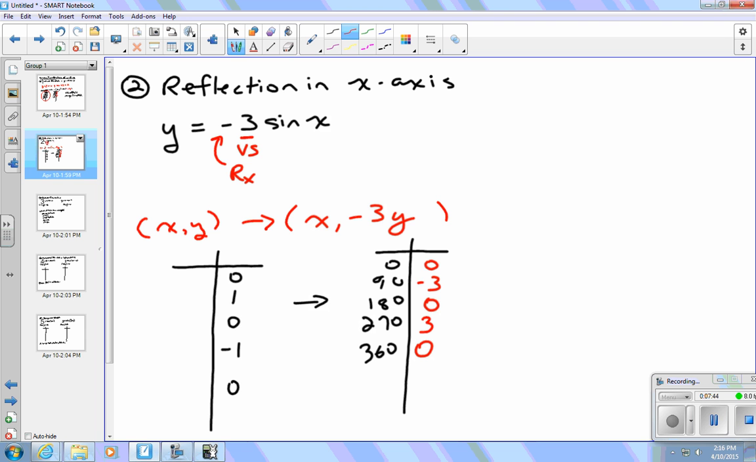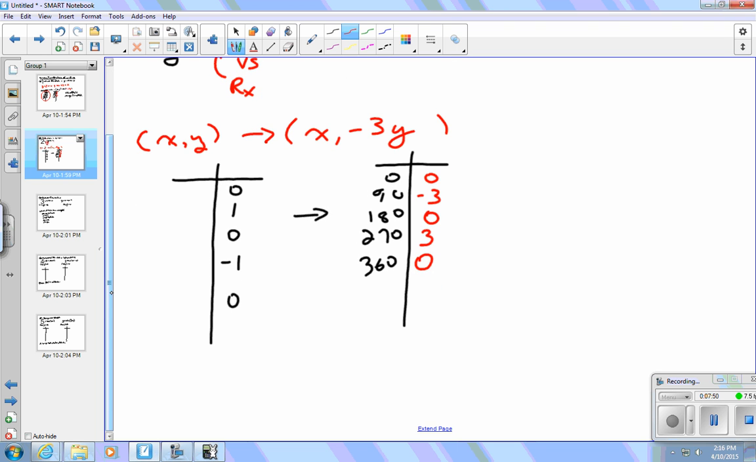So a reflection by itself doesn't change the amplitude, doesn't change the sinusoidal axis or anything. It only reflects the graph in the x-axis.